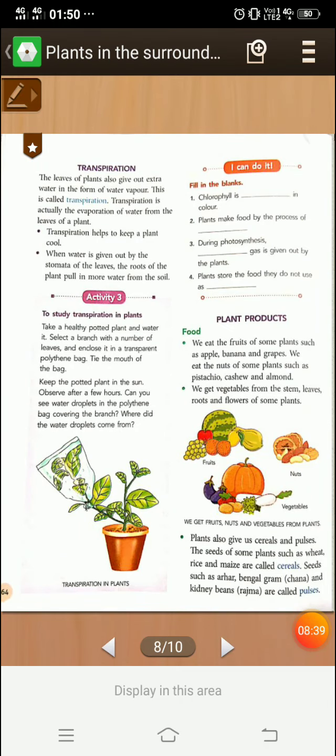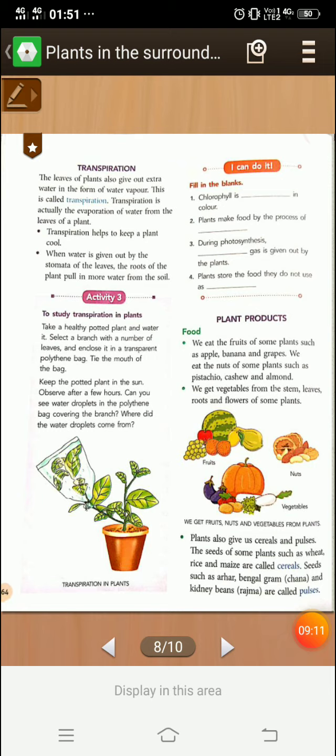Next is the process called transpiration. The removal of excess water from the aerial parts of the plant in the form of water vapor is called transpiration. Now transpiration is called a necessary evil because it has a function: it cools the plant body, and second function, when water is given out of the stomata of the leaves, the roots of the plant pull in more water from the soil. These two functions basically make transpiration a necessary evil.